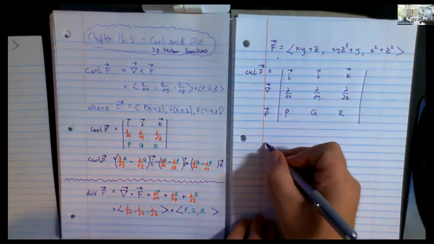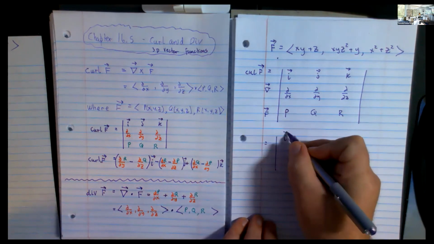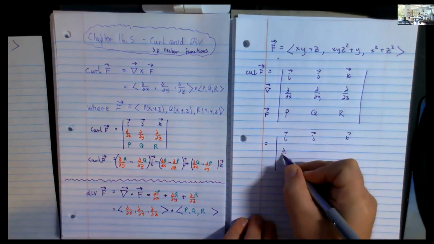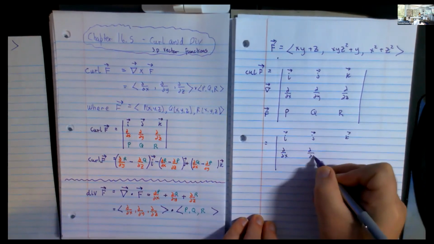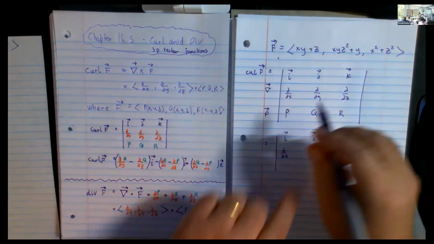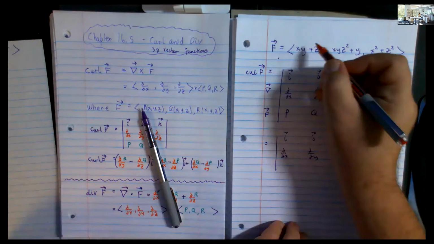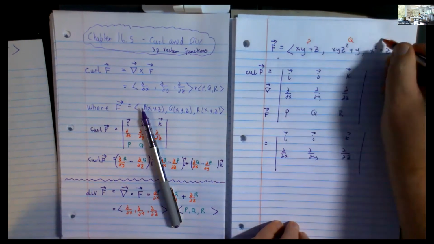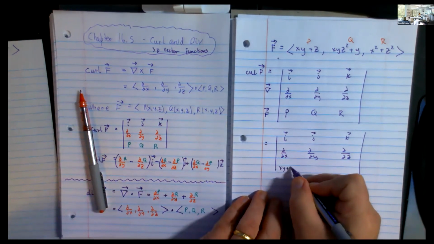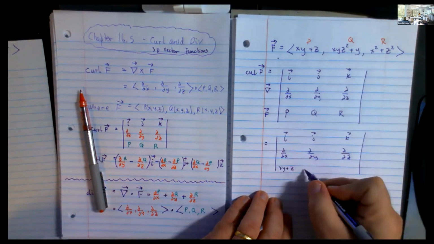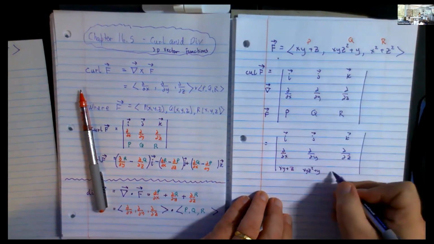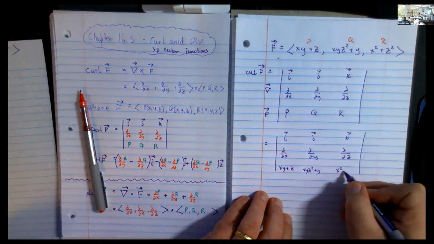So in this particular question, it's going to be i, j, k, the three partial derivative operators, and P is this, Q is this, and R is this. So P is going to be xy plus z. Q is going to be xy z squared plus y, and R is going to be x squared plus z squared.